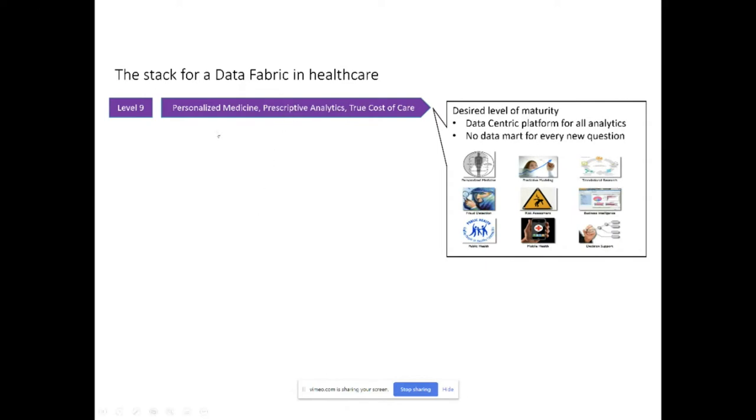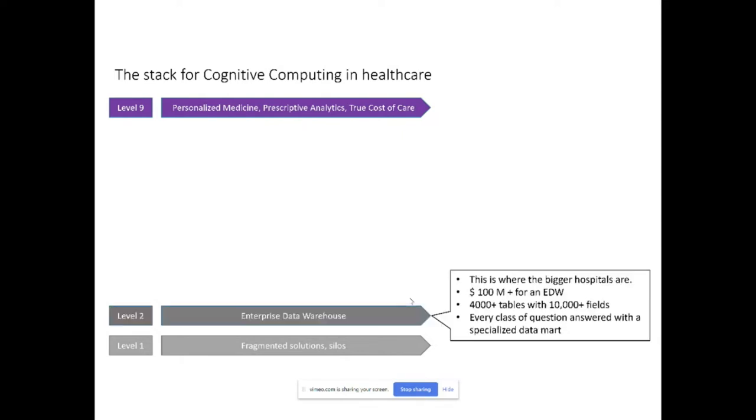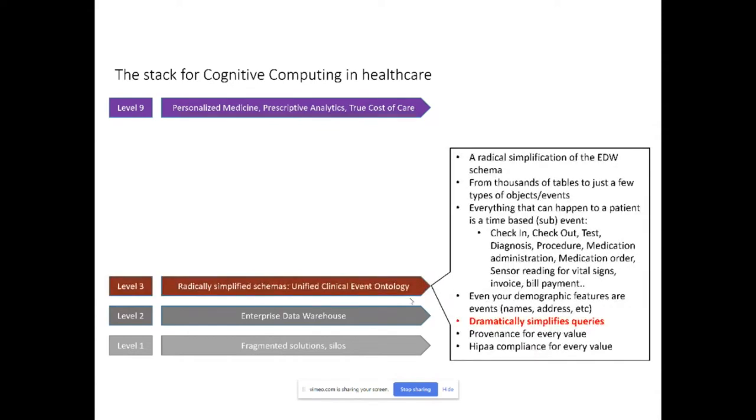At the top level, if you look at this, a data fabric, what we built at the hospital, you want to have this one data-centric platform for any kind of analytics. But any company, of course, always starts with a fragmented solution, silos. I mean, we all work with that. Then richer companies can afford an enterprise data warehouse.